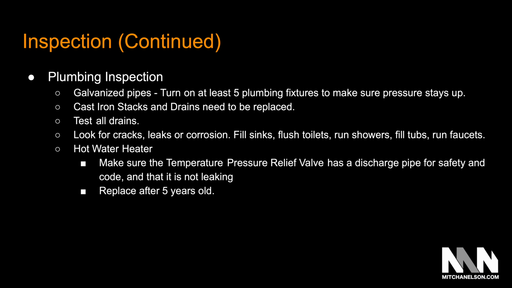Cast iron stacks and drains need to be replaced. So if you've got cast iron, current building code looks for ABS, which is the black plastic for your sewage drain. But cast iron is what was used in the 40s and 50s and 60s and even before that. Those things are going to need to be replaced if that's the case, because cast iron has a tendency to corrode. You want to use ABS because it does not corrode.